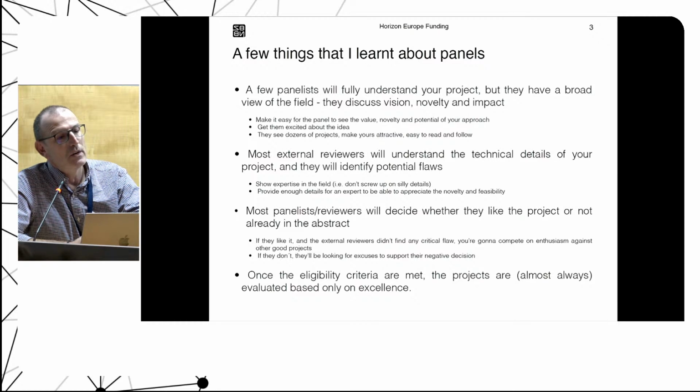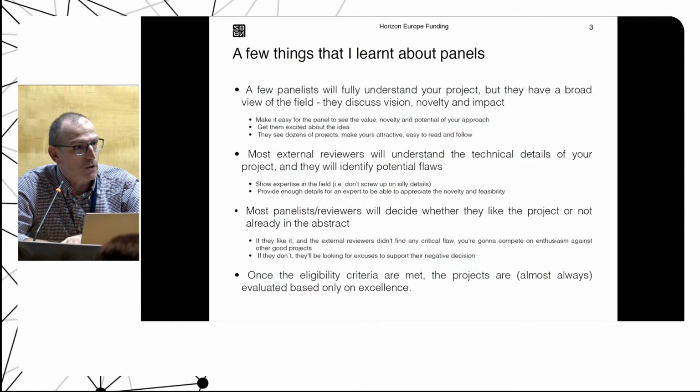So for this, we have the external reviewers. Usually, if the panel decides that your project is interesting enough, we send it off to external reviewers. And these guys are real experts in your field, but they're not the ones deciding, because usually you get between 7 and 10 different external reviewers. So the panelists decide, but these guys help with the technical details, which means that basically they are there to identify potential flaws in your project. So don't screw up. These guys will not make your project go through. It's going to be the panelists.